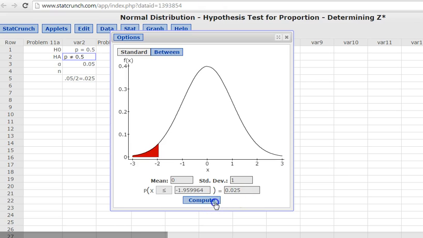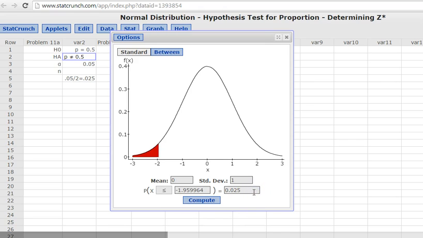Click compute. And here we are on the left side of the normal distribution curve. It's the negative side. Right here we're looking at the tail and we are told that our critical Z value is negative 1.96. So that's the first part of problem 11A.